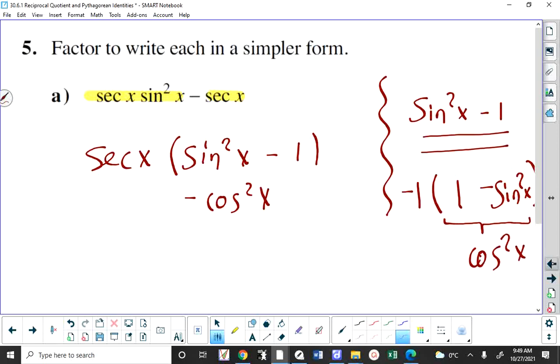By the way, Sienna, when I said I would have done it a different way, that's not what I would have done. Okay? And I'll get to that in a second. So what I have then is secant of x times negative cos squared of x. Secant is 1 over cos of x. So one of the cosines in the cosine squared cancels with the cosine in the denominator of the first factor, and I'm left with 1 times negative cos of x, which is negative cos of x. Is that okay?